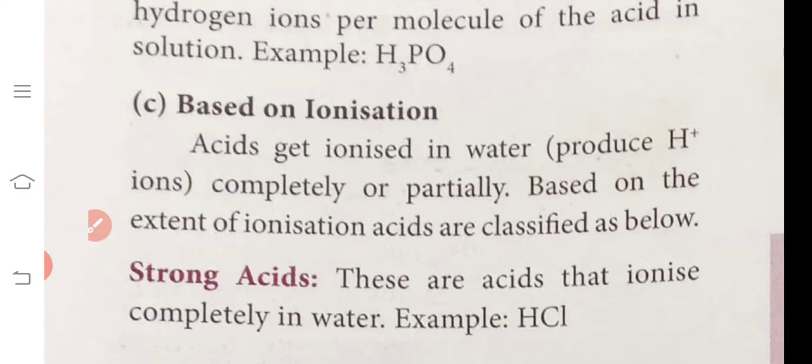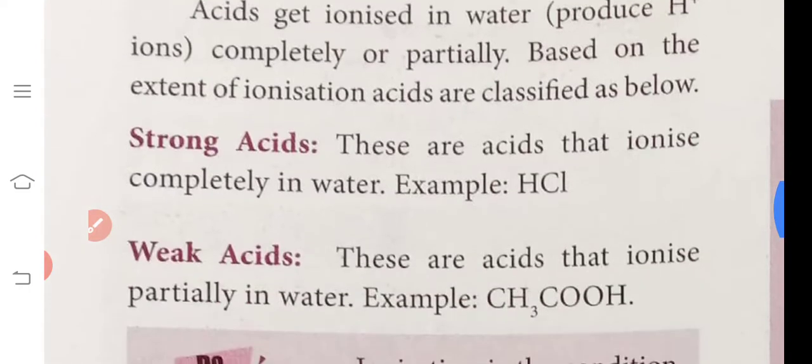Acid gets ionized in water, producing H plus ions completely or partially. Based on the extent of ionization, acids are classified as strong acids and weak acids. It is dissolved completely or partially. If it is ionized completely, that is a strong acid. If it does not dissolve completely, that is called a weak acid. Partially dissolved means weak acid.